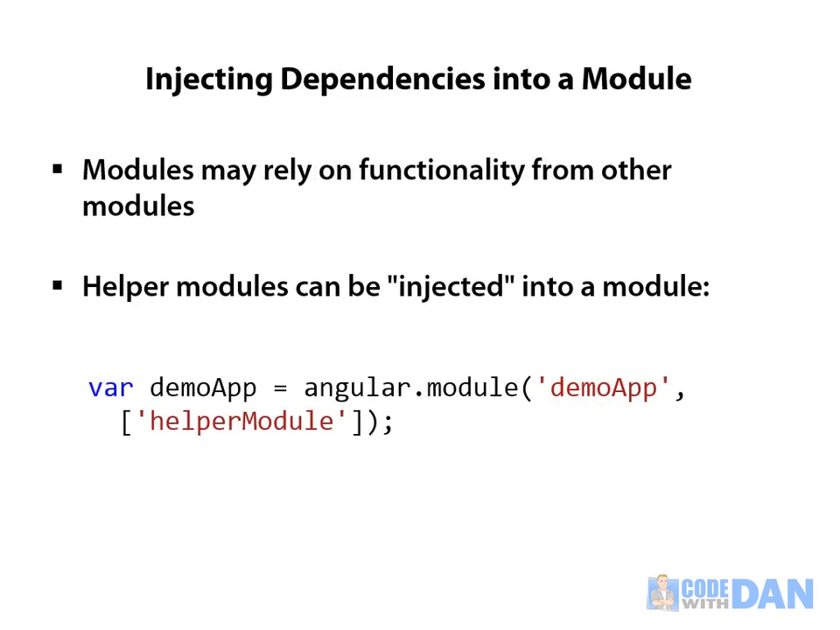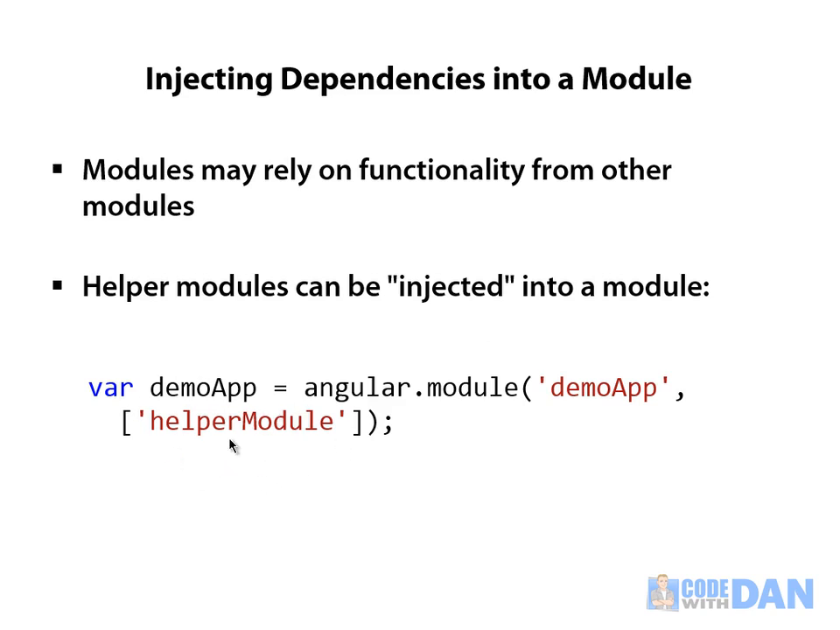So here's an example of how we can actually inject other modules into your module. So let's say that you found a third-party module out there that has some really nice directives and you want to use it in your app. Well, when you define your module, you can make it so that the other helper modules are basically injected into yours by using this syntax right here.